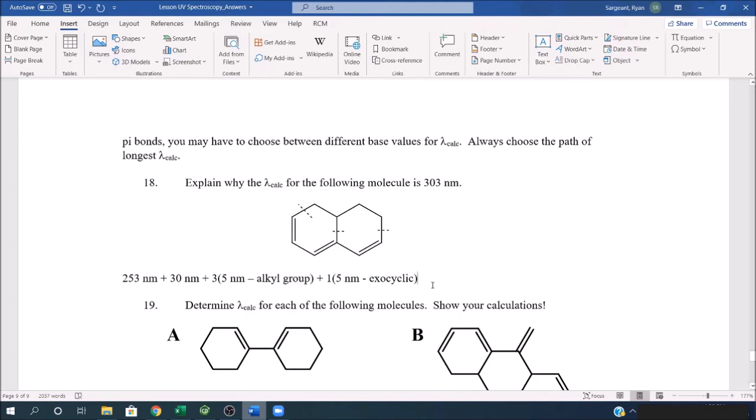Add all these together, and at this point, hopefully we get 303. So 253 plus 30 is 283. Plus 3 times 5 is 298. Plus 5 more is 303. So that's where we get all of this from.